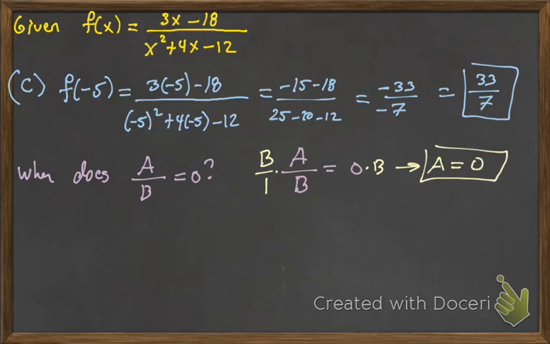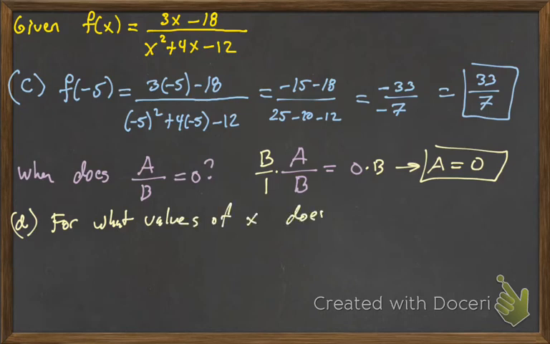So when does a fraction equal 0? That's when the top equals 0, when the numerator equals 0. So if I ask you for what values of x does f of x equal 0, well, f of x is a fraction, and if we have a fraction equal to 0, that means where the top is equal to 0.